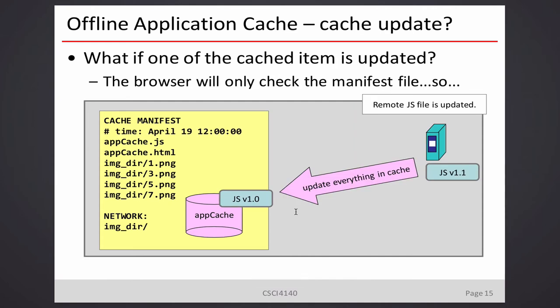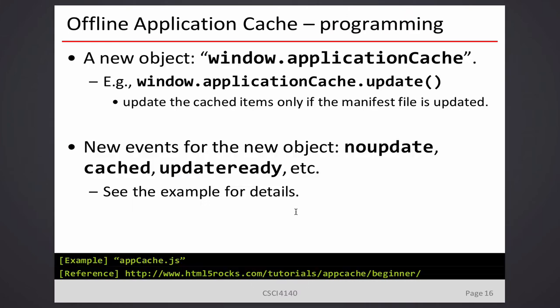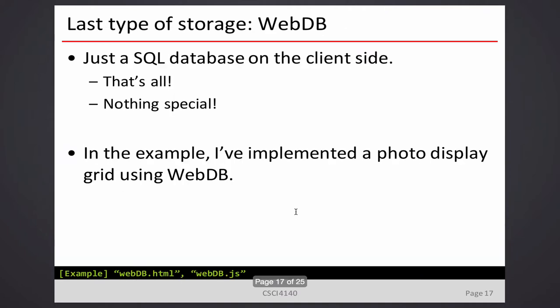So, how about if I want to update the manifest file? You can update the manifest file either by changing the content by adding a timestamp, or by adding more things in there. Then it will update the cache setting. Okay? So then it is cached here.